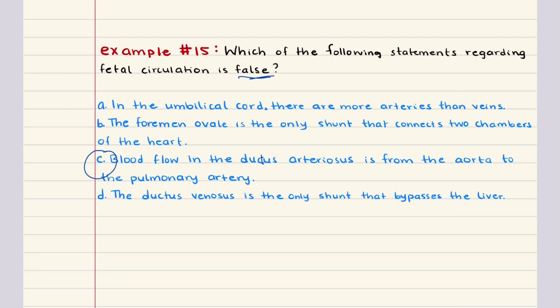D says the ductus venosus is the only shunt that bypasses the liver. This is true. The ductus venosus is the only shunt that allows oxygenated blood from the umbilical vein to bypass the liver and enter the inferior vena cava. So it essentially streamlines delivery of oxygen-rich blood to the heart and to the brain. So again, the only false statement here is C.